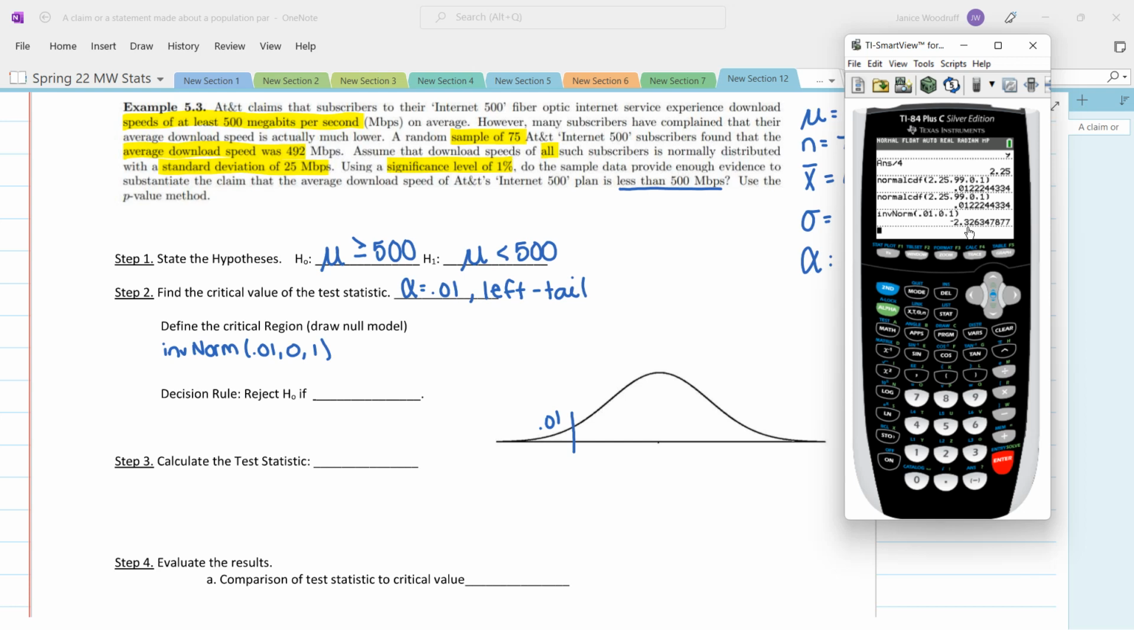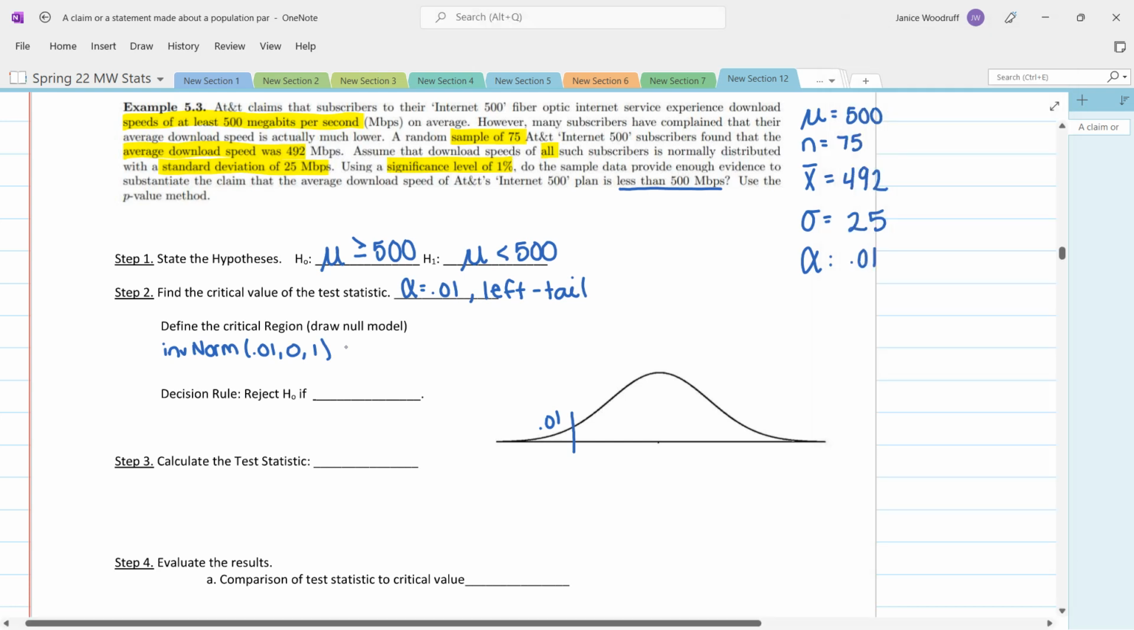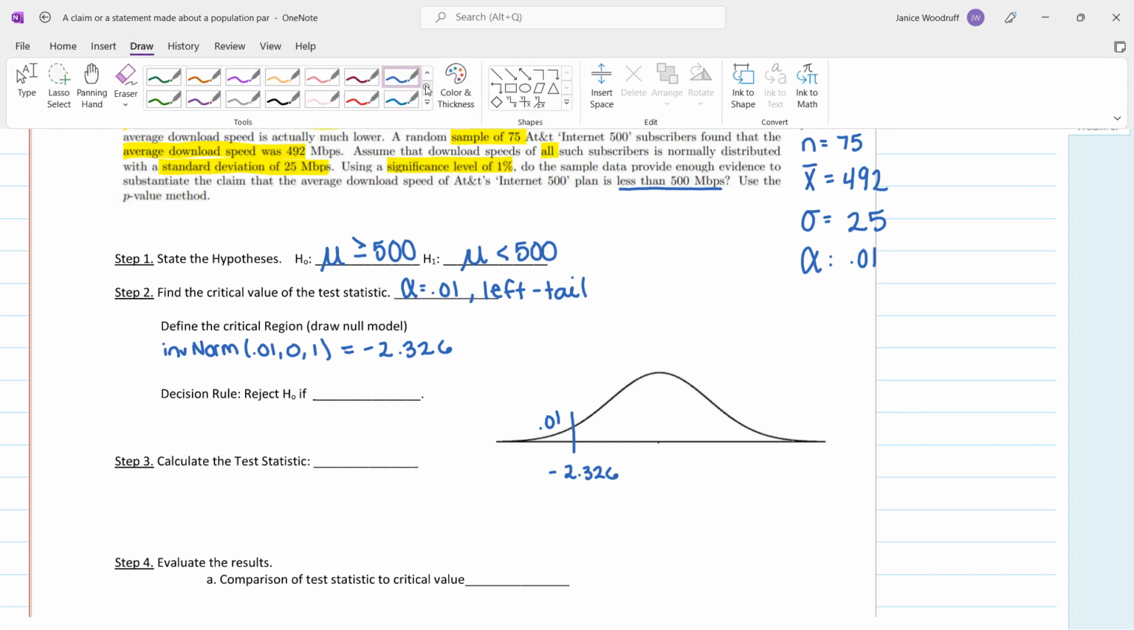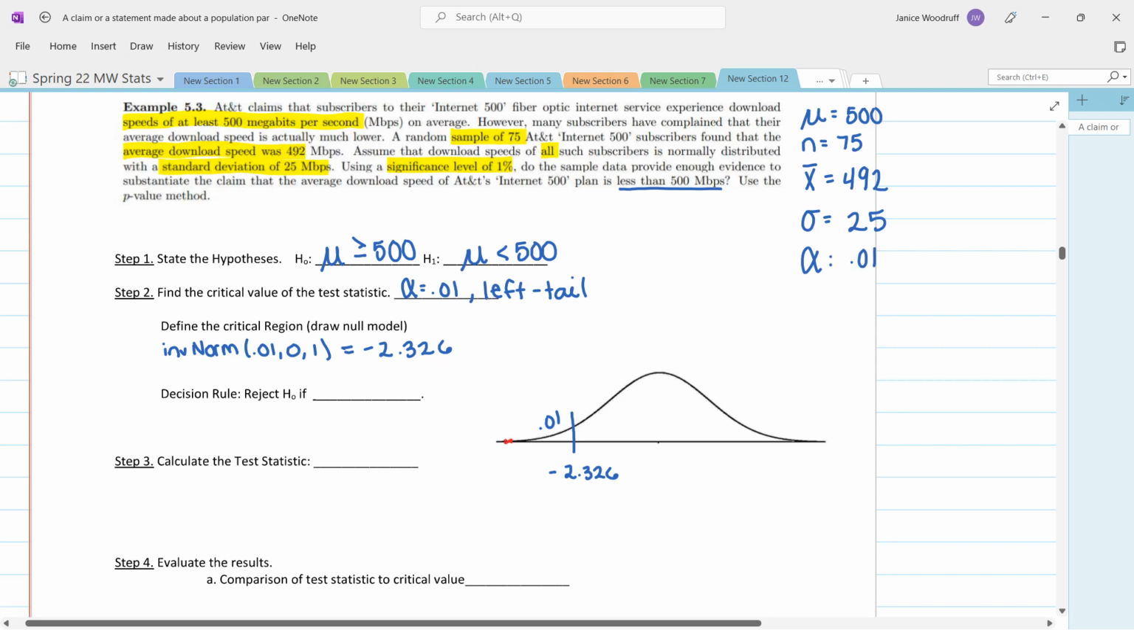And that'll give us negative 2.326. Okay, so we'll put that right here. And then we'll draw our model. So here I am rejecting anything less than negative 2.326, and then we're good above that. So we'll reject if we get a z-value less than negative 2.326.